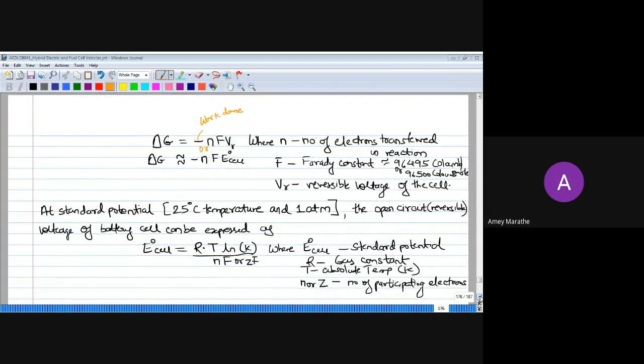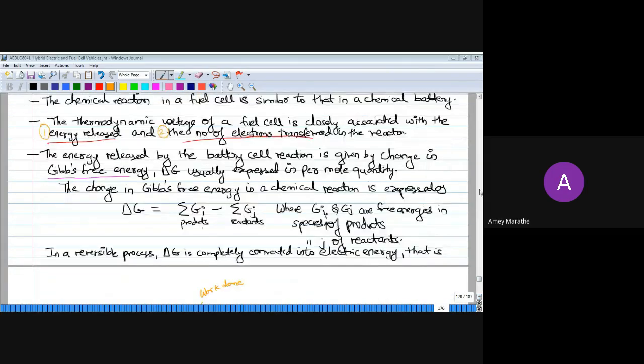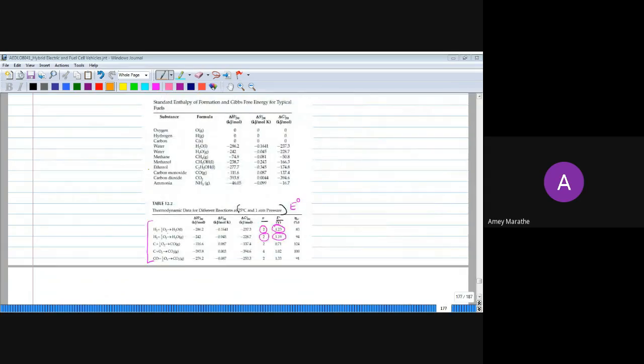So K is going to be nothing but the reactants upon product. You will understand this when we talk about some equations. So if you see, these are some tables which give you the Gibbs free energy for typical fuel cells.